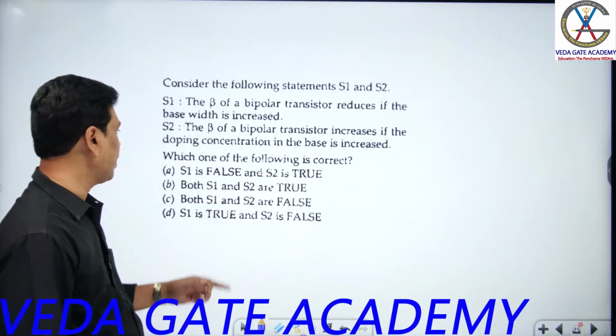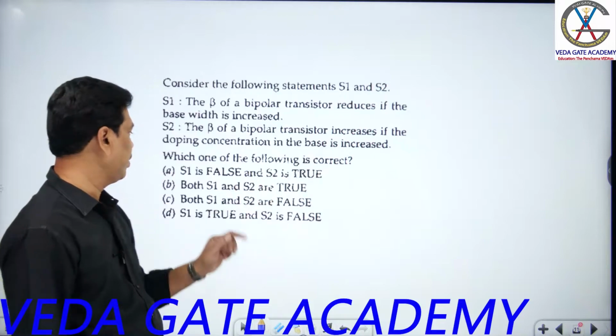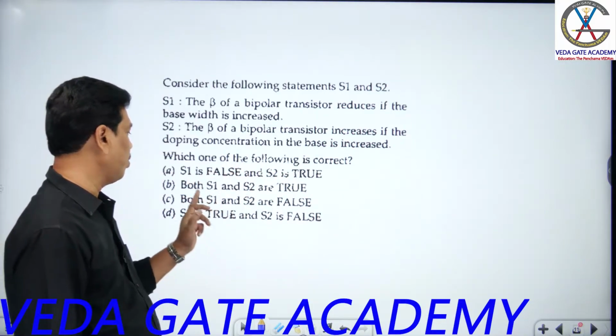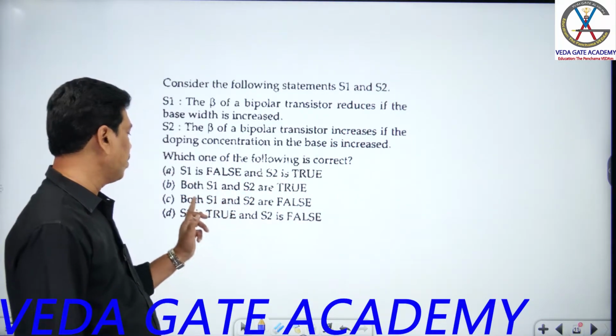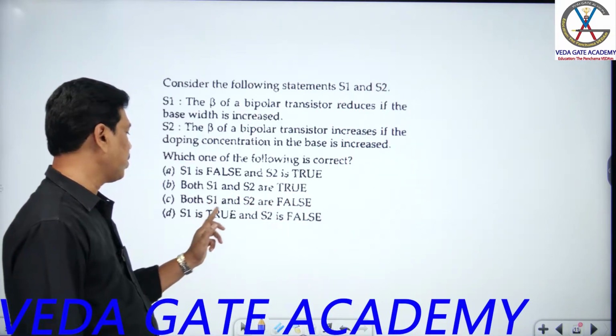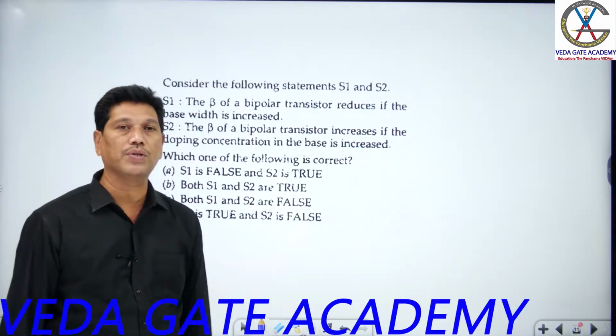So S1 and S2 are given. Which one of the following is correct? S1 is false, S2 is true. Both S1 and S2 are true. Both S1 and S2 are false. S1 is true and S2 is false. So these options are given, students.